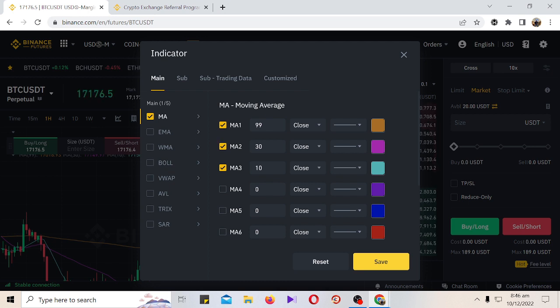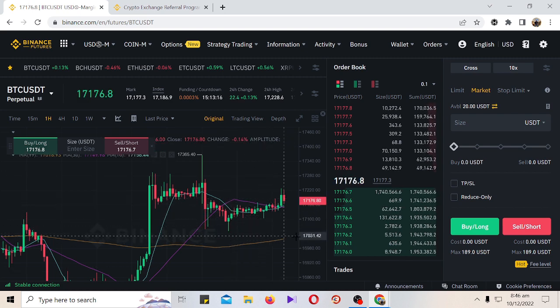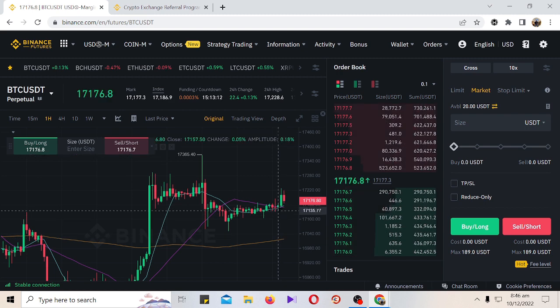So this is my strategy. The first moving average is period 99, second period 30, the last one is period 10. Then you click save. Anytime that the moving averages are below the candlesticks, you buy. If the moving averages are above the candlesticks, you sell.